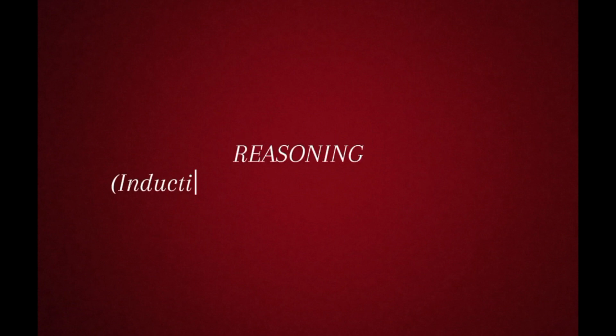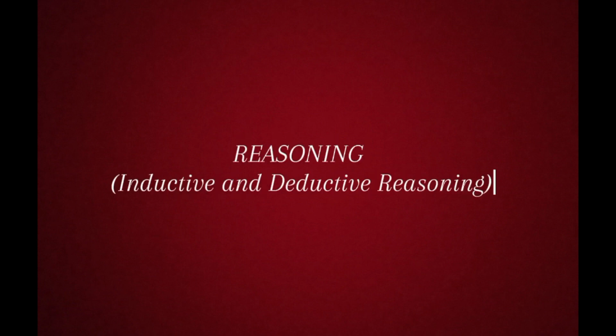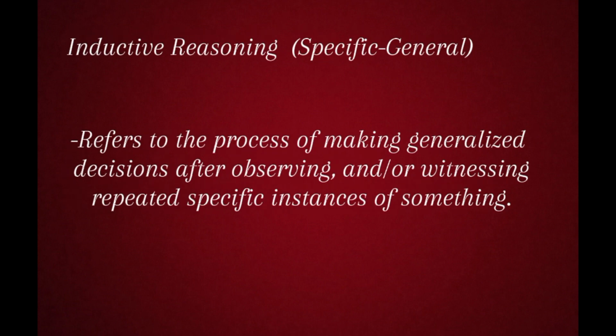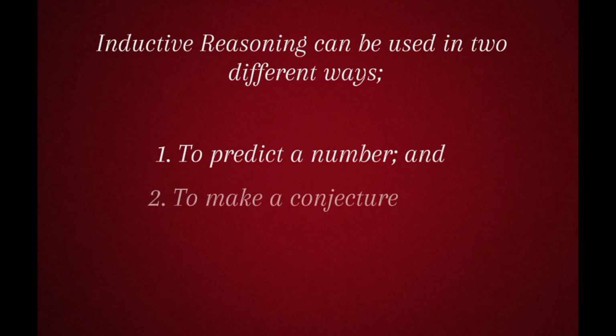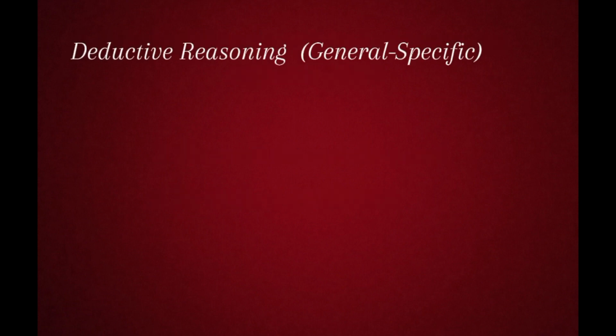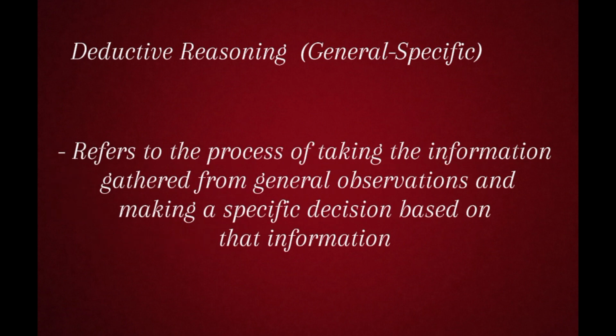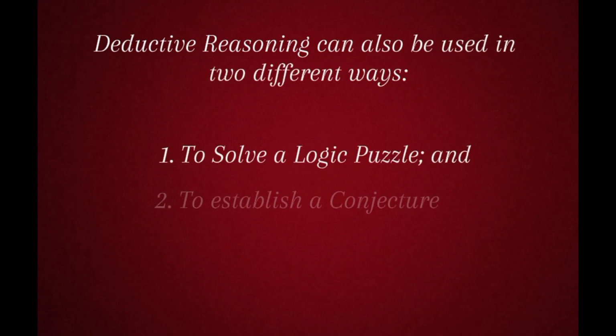Reasoning. We have two types of reasoning. Inductive reasoning, specific to general, refers to the process of making a general decision after observing. Inductive reasoning can be used in two different ways: to predict a number and to make a conjecture. Deductive reasoning, general to specific, refers to the process of taking the information gathered from a general observation. Deductive reasoning can be used to solve a logic puzzle and to establish a conjecture.